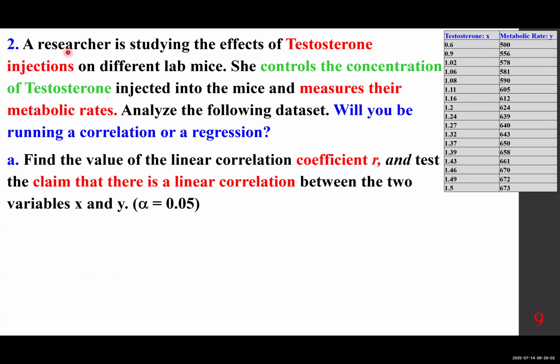A researcher is studying the effects of testosterone injection on different lab mice. She controls the concentration of testosterone injected into the mice and measures their metabolic rates. Analyze the following data set. Will you be running a correlation or regression? Find the value of linear correlation coefficient R and test the claim that there is a linear correlation between the two variables X and Y. And as always, alpha is 0.05 when it comes to science mostly, unless otherwise mentioned.